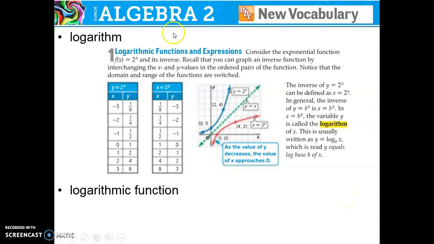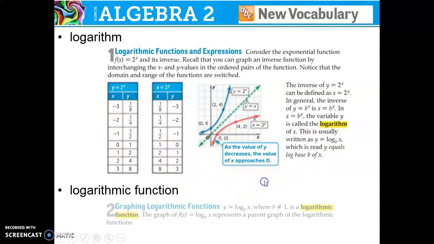An exponential function would be like this blue one here, 2 to the x, which we've looked at before. Inverses are reflected over the line y equals x. So if this is the exponential function 2 to the x, this is the logarithmic function, if you will, x equals 2 to the y. The inverse of y equals b to the x is x equals b to the y. The variable y is called the logarithm of x. It's usually written as y equals log base b of x. So you can see here how the x's and y's switch places, and you can see graphically what it looks like. A logarithmic function is a graph of a log.